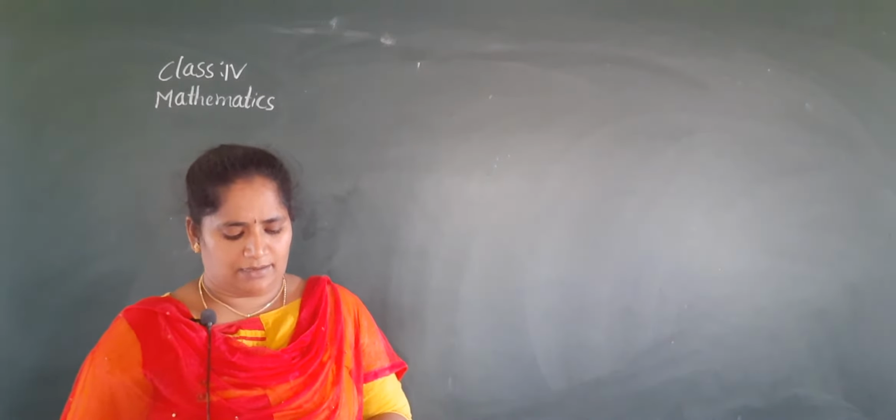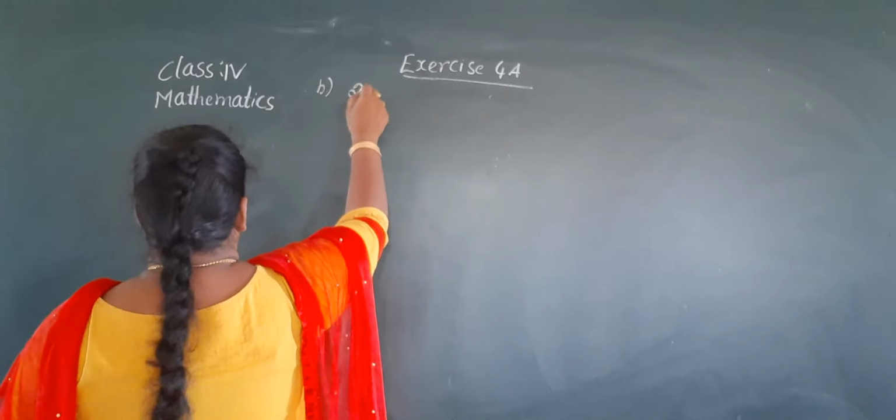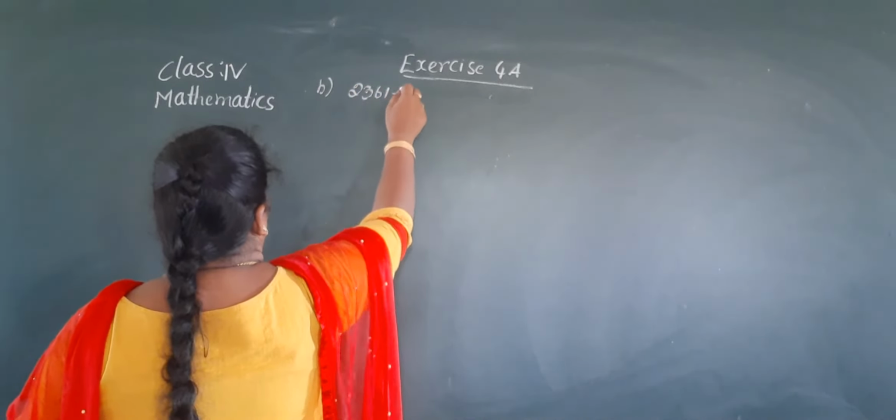Yes, write down the B. Exercise 4A. Open your classwork. Exercise 4A, B problem. 2361 is divided by 3. This you already kept yesterday, so no need to write it again. So continue the second problem, that is the B problem. 2361 is divided by 3.